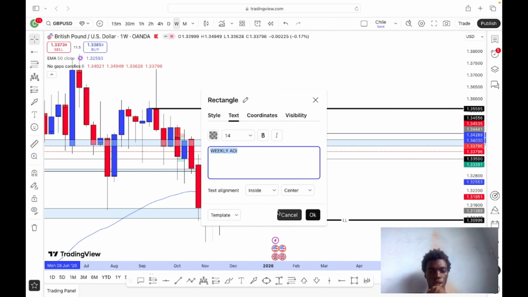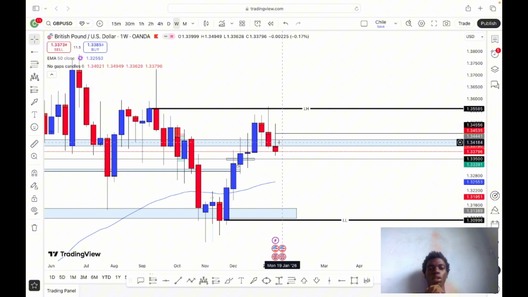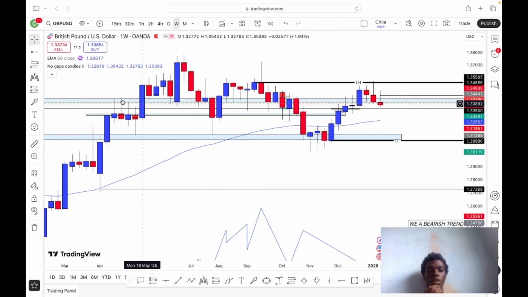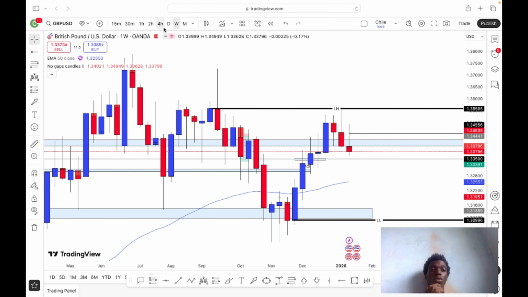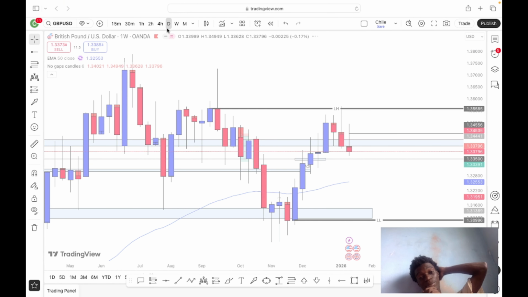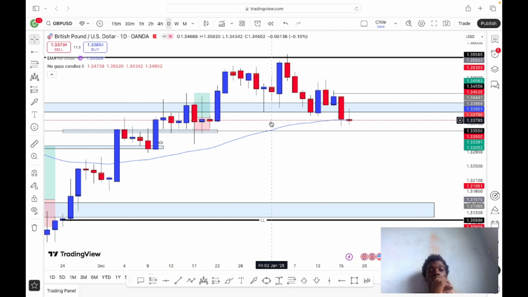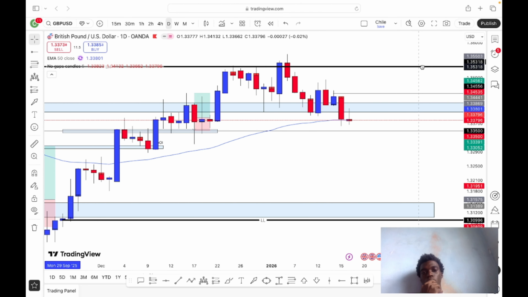Let me just put it out in the middle, inside, center, left, or right. Okay, so we have identified this area as this level of support and resistance as our area of interest. We also go to the daily. As we can see right here, when price is trending down, so we're going to use this.